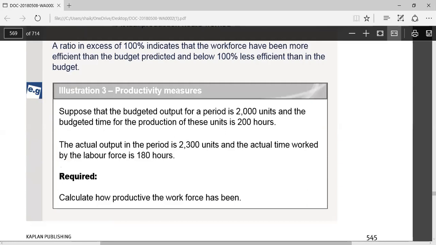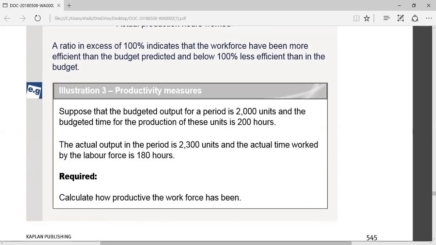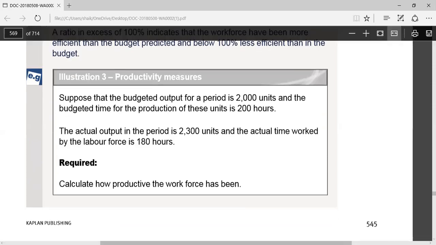Suppose that the budgeted output for a period is 2000 units. He's saying, suppose that the budgeted output for the period is 2000 units, and the budgeted time for the production of these 2000 units is 200 hours. The actual output in the period is 2300 units, and the actual time worked by the labor force is 180 hours. Required: calculate how productive the workforce has been.